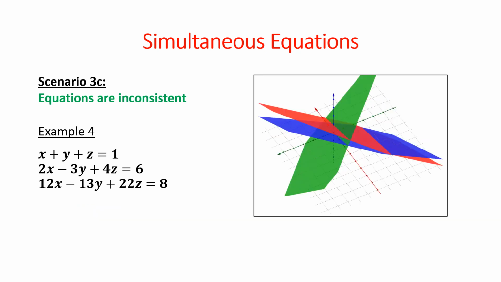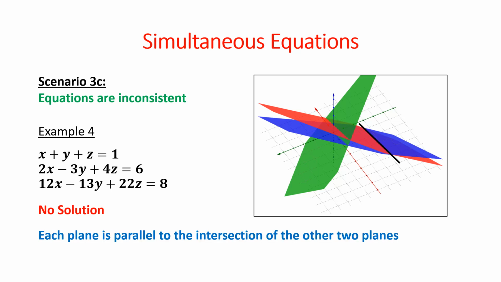And the final one is a little bit tricky. We again have no solution, and that is because each plane is parallel to the intersection of the other 2 planes. In other words, where 2 planes intersect, that third plane is parallel to that intersection.